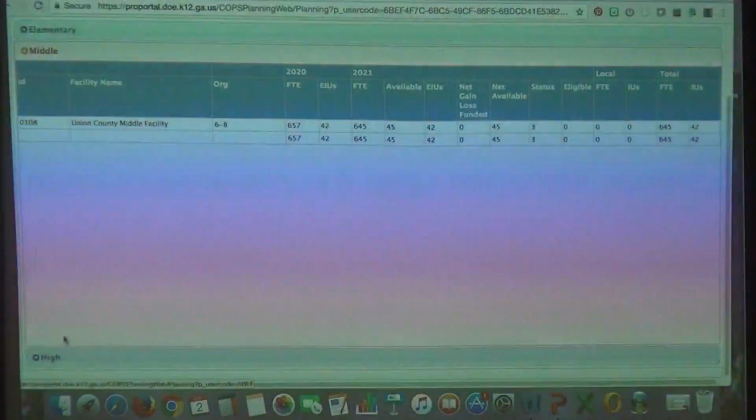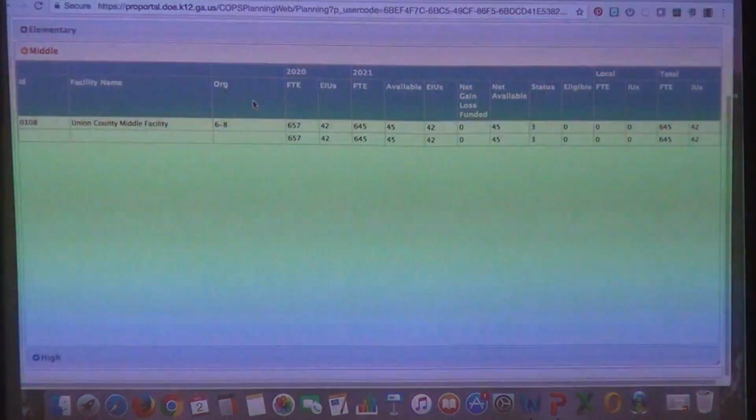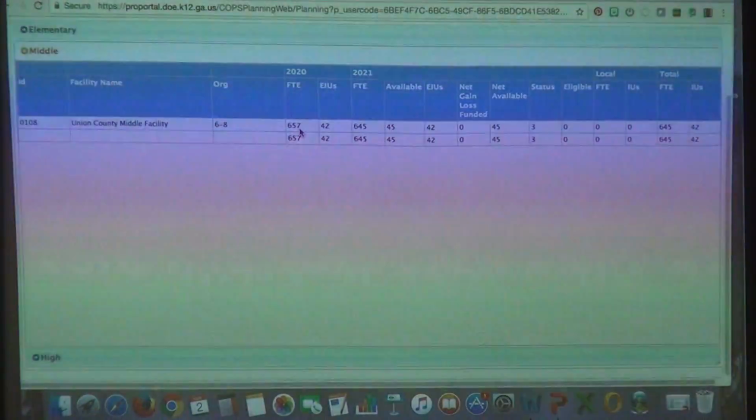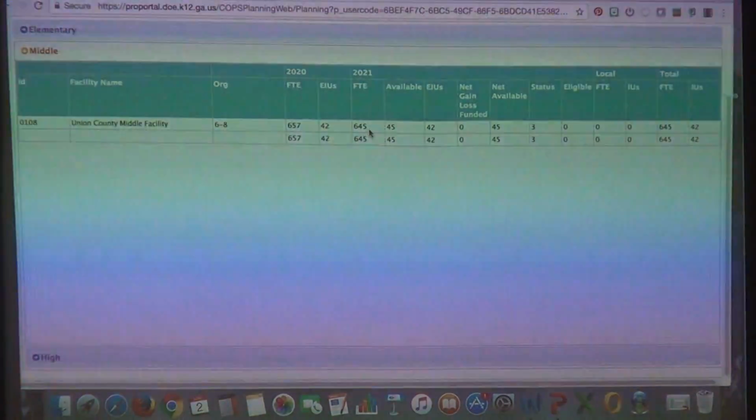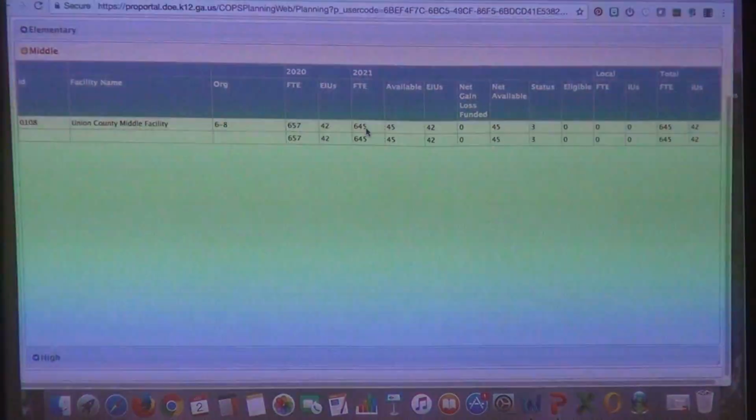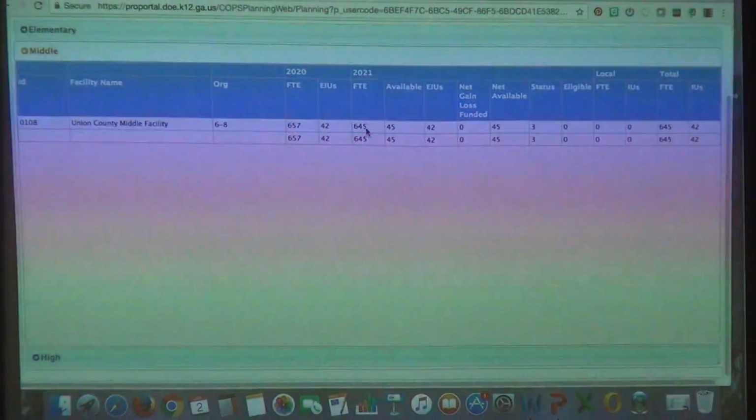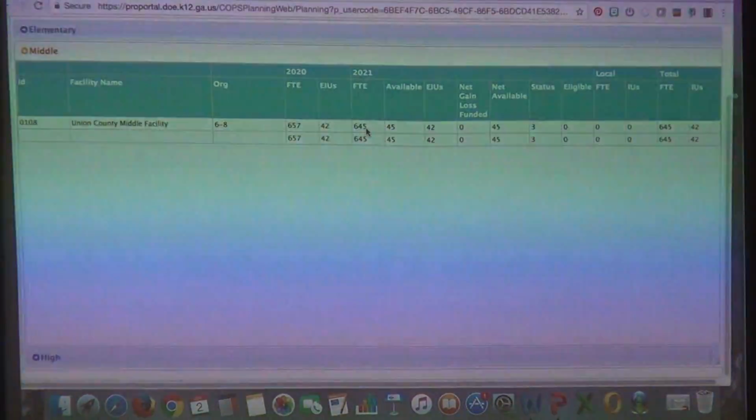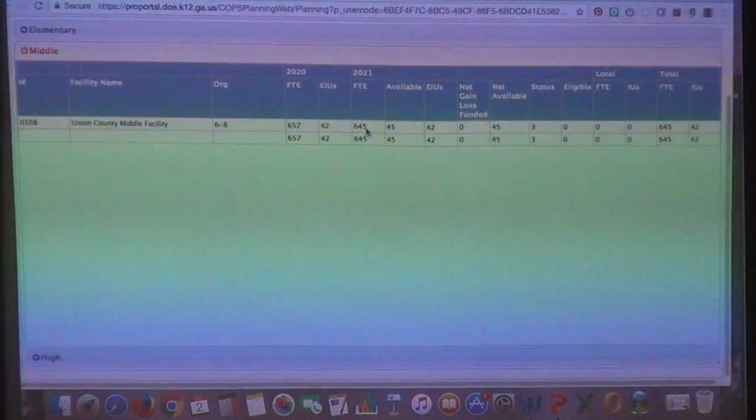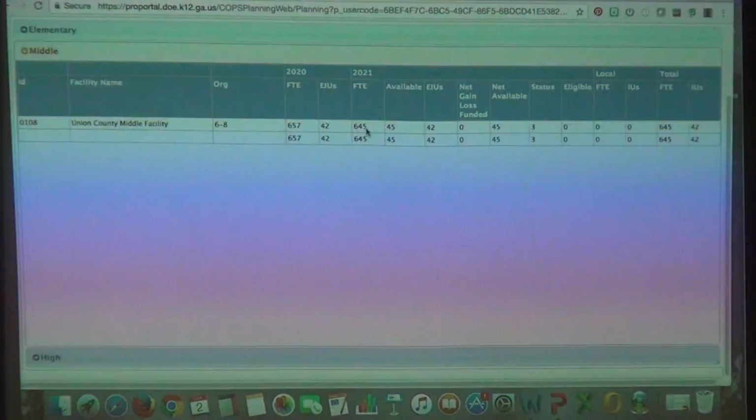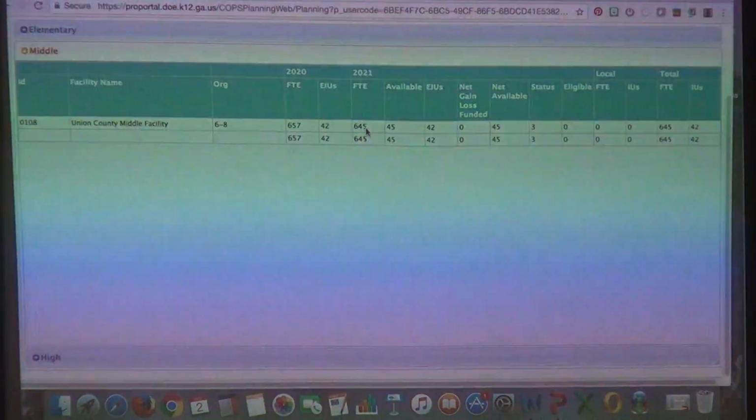So you can see your middle school too. It shows that your FTE number, your projected number for 2020, was 657. We've lost some kids, so for 2021 we're only expecting 645. And that's going to change next year, because you look at what your fifth grade is now, and they're going to be sixth graders next year, so it'll change.